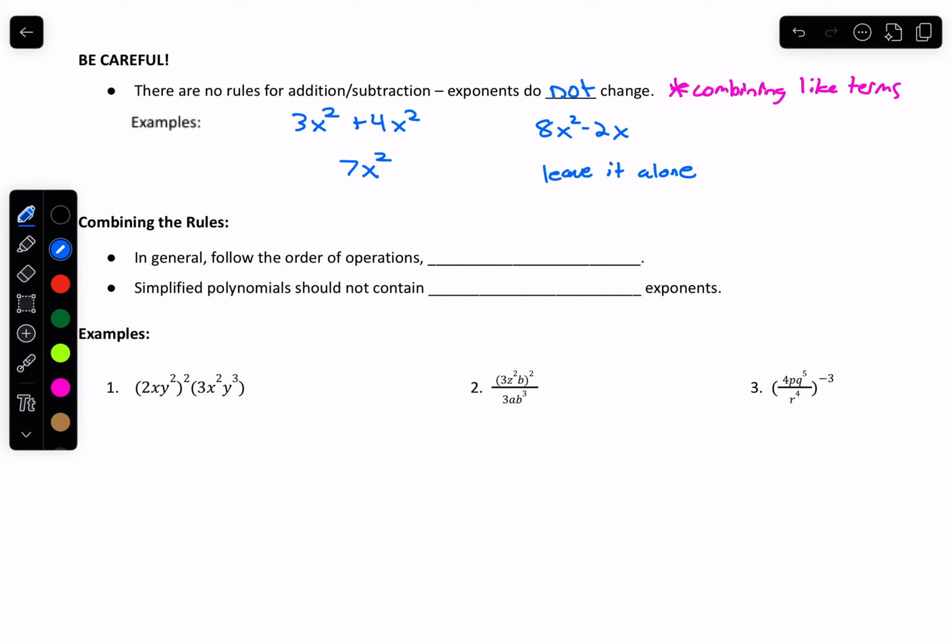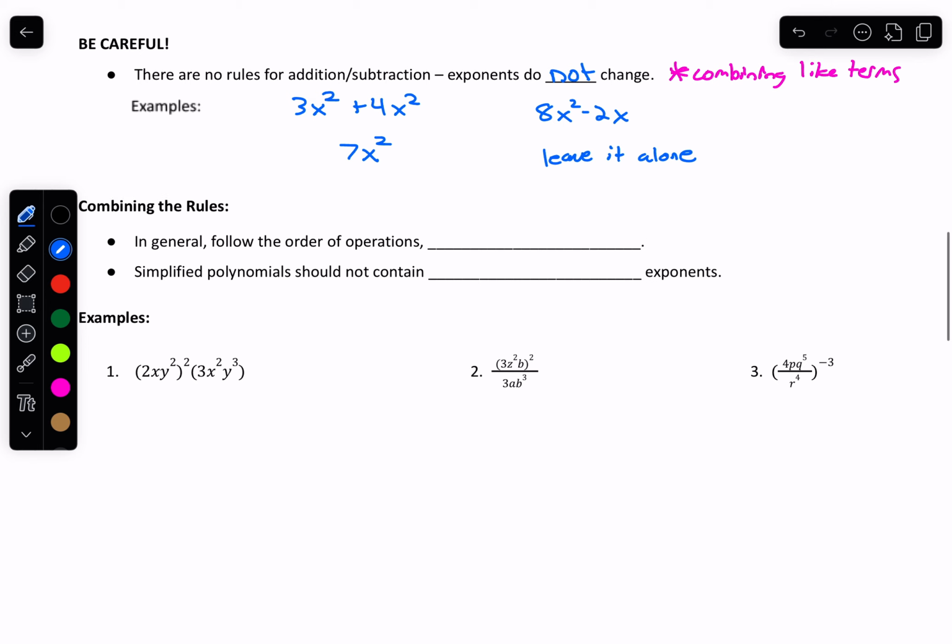Okay, so just a reminder of combining like terms. Students tend to, when we get into this discussion of exponents, get a little bit confused with combining like terms. This is different. When we combine like terms, we only add the coefficients of terms that have the same exponents. But if they don't have the same exponents, we do not put them together. We leave them separate.